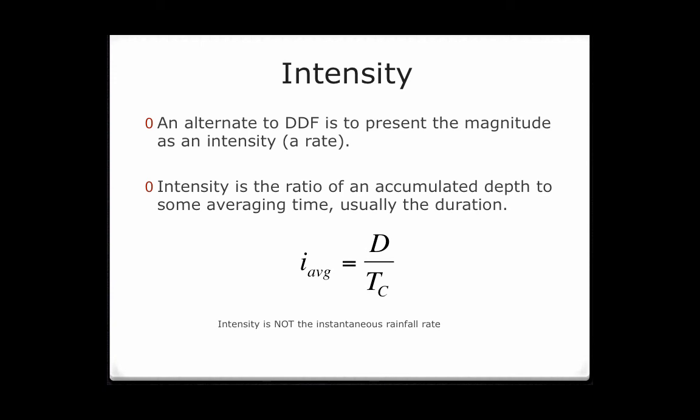Under what conditions would that statement be negated? In other words, when would intensity, as shown here, be the same as the instantaneous rainfall rate? Calculus question. It would be when the time of concentration is approaching 0. It would be whatever the limit of that thing is as t approaches 0.